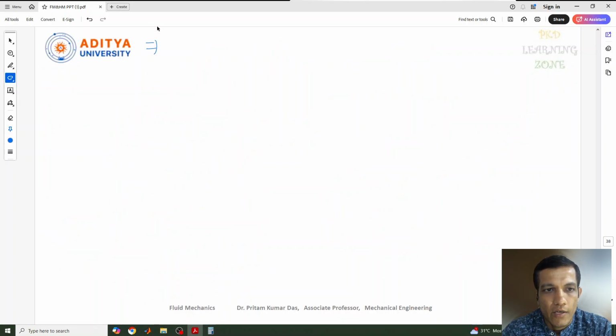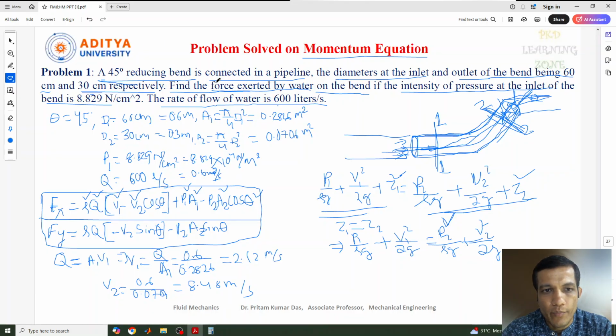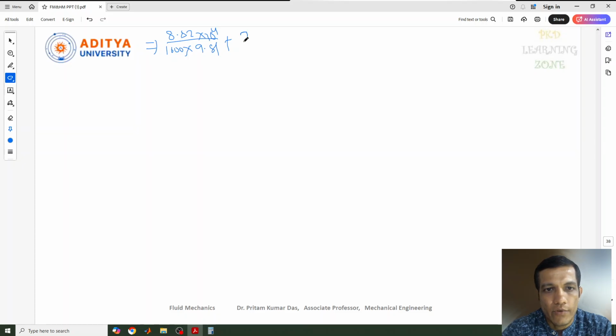P1 equals 8.8, some value is there. I am not getting that one, so you can write it directly like this. Rho is 1000 and g is 9.81. So this is the value of P1 by rho g plus V1 square by 2g. V1 is how much we got here? 2.12. So that is V1 square, 2.12 into 2.12, divided by 2 into g, that is 9.81.